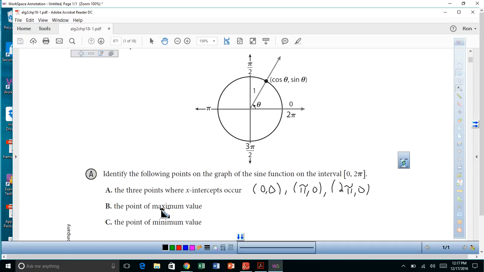The point of the maximum value, well, that would be here, and that's going to be pi over 2 and 1, and down here it's going to be 3 pi over 2 and negative 1.